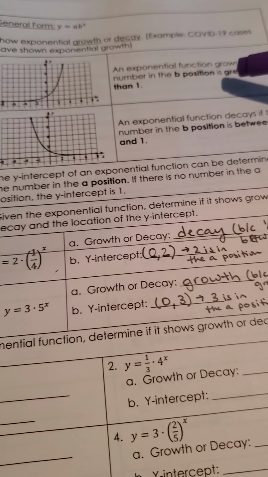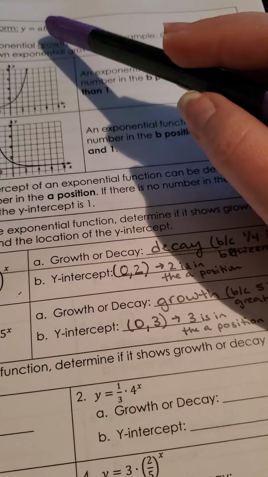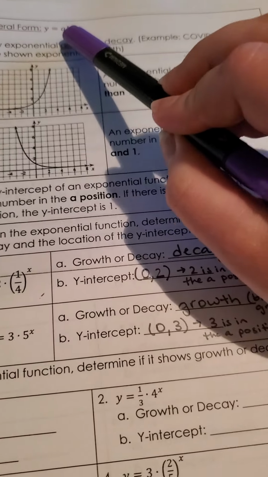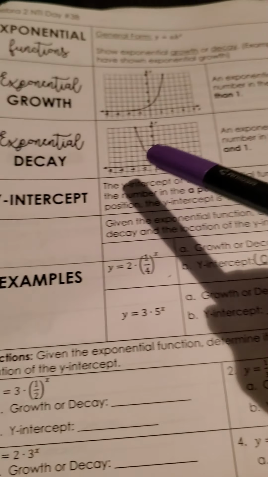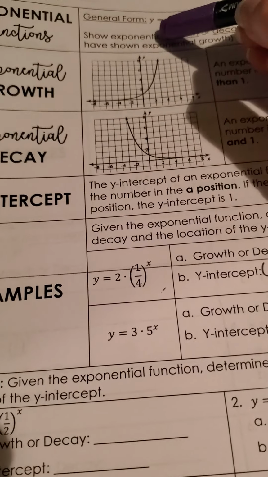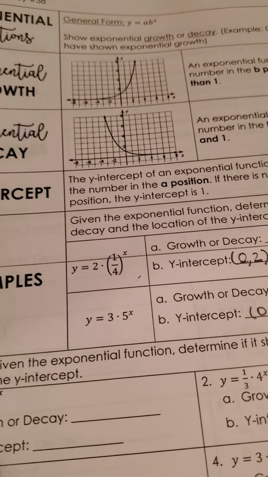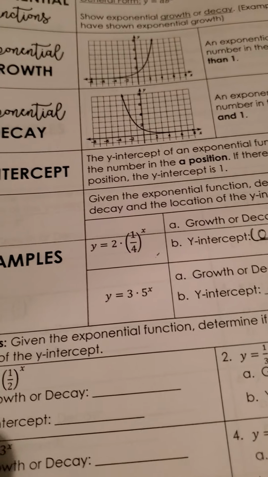And that's explained over here. For growth, the number in the B position is bigger than 1. And if the number in the B position is between 0 and 1, it's going to decay, it's going to go down. The number in the A position is going to tell you the y-intercept. If there isn't a number in the A position, then the y-intercept is just going to be 1.